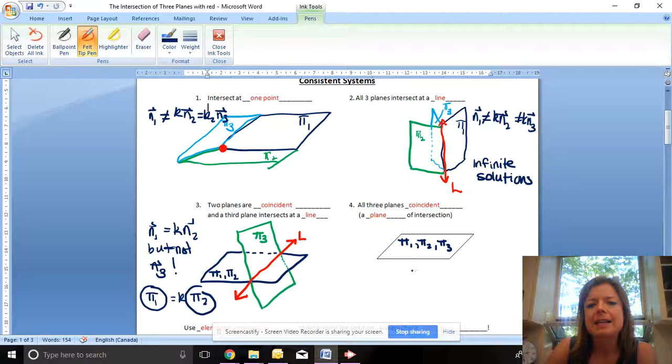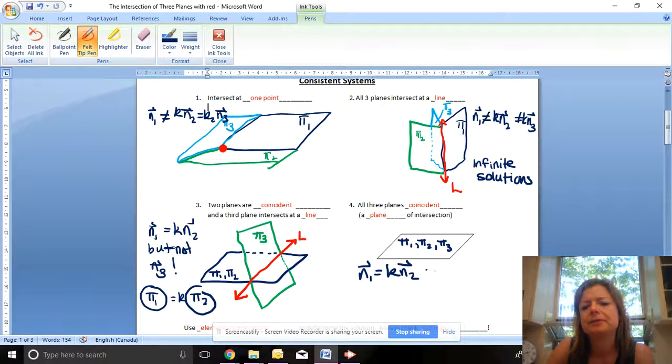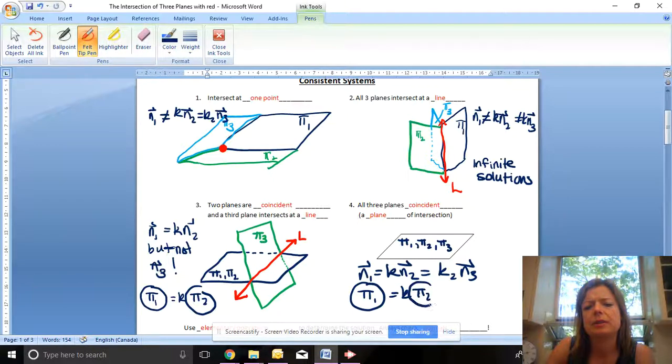And then the last consistent system, if there is a plane of intersection, is because all 3 planes are coincident. So, of course, the normals will be scalar multiples. But we should also remark here that the entire equations of the planes will be scalar multiples, including the constant.